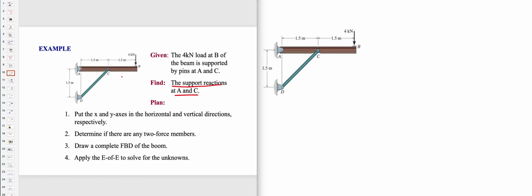That means we draw AB, right? So at A, what is A? Is that a pin or a fixed? It's a pin. Pin means you only have two reactions. We say Ax, we say Ay, right? When you have a pin, we have Ax or Ay.